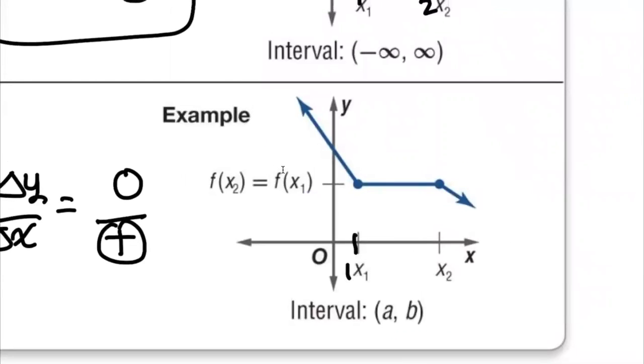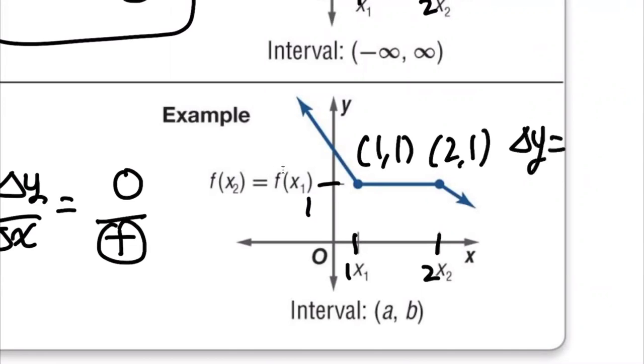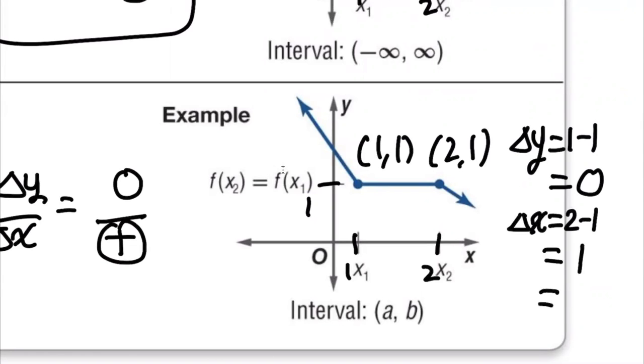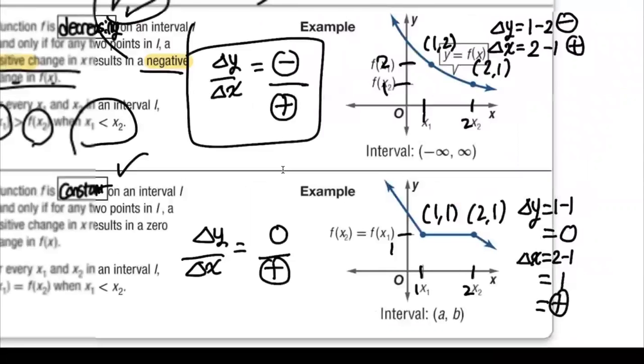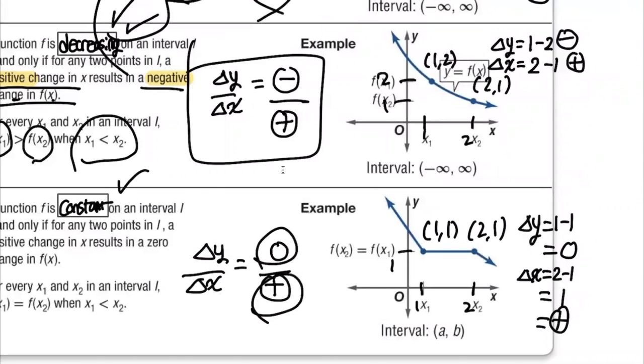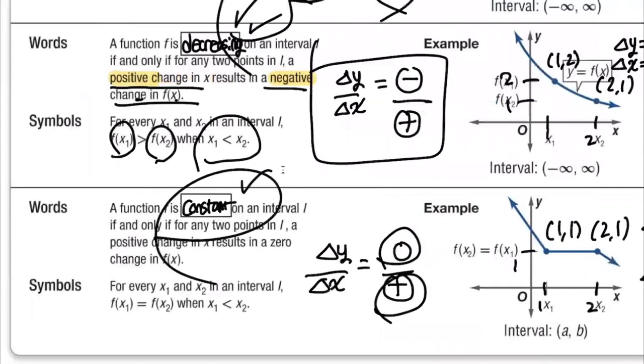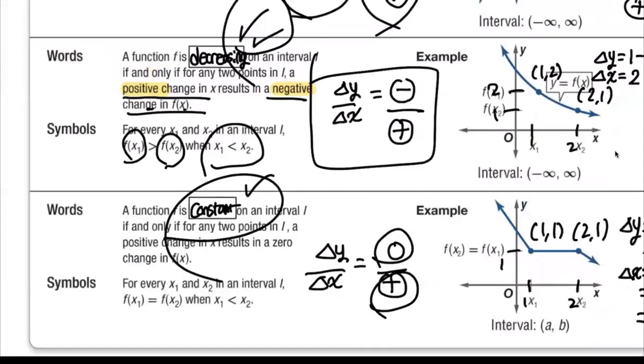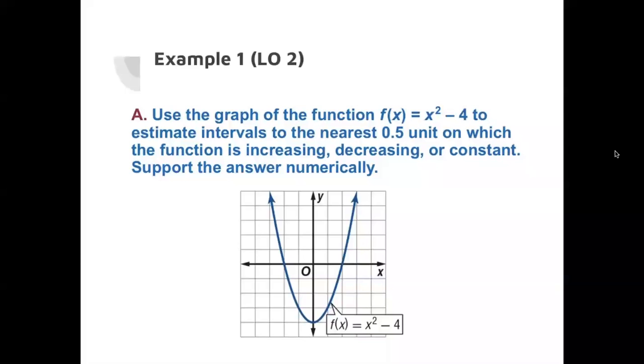Let's say that this is 1, this is 2, and let's say this is 1, right? That's 1, 1, and then 2, 1, right? What is change in y? 1 minus 1, 0. What is change in x? 2 minus 1, 1, positive, right? So it's 0 over positive. In that scenario, we call that a constant function. Hope you understand this. Let's solve some example problems.